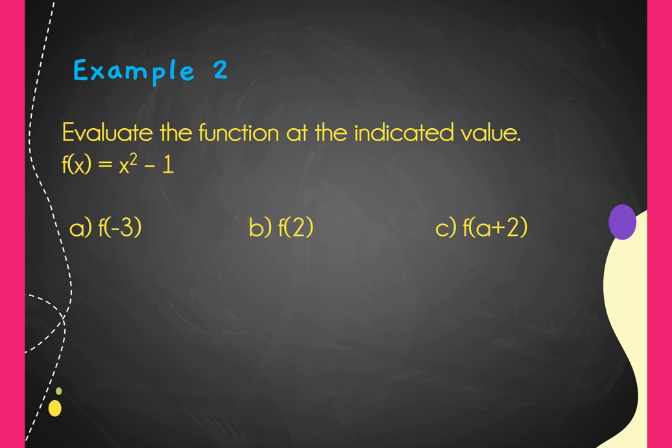And then a is f of negative 3. So I'm going to take negative 3 and plug it into the x. It goes in parentheses. So that is a negative 3 times a negative 3. That becomes a positive 9, and this is 8. f of 2 would be 2 squared minus 1, or 4 minus 1, which is 3.